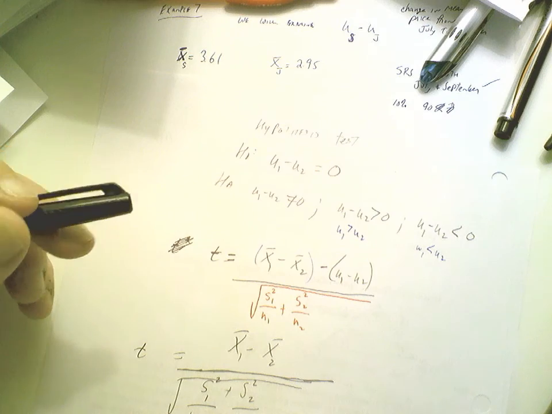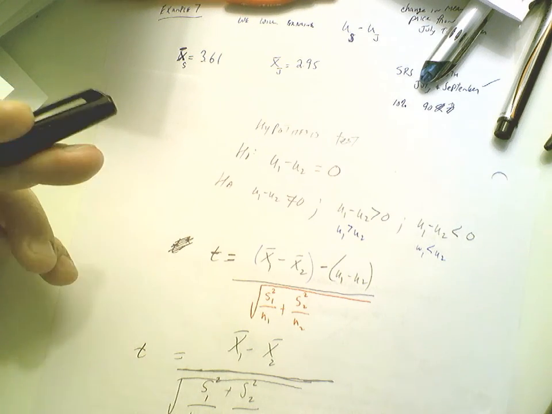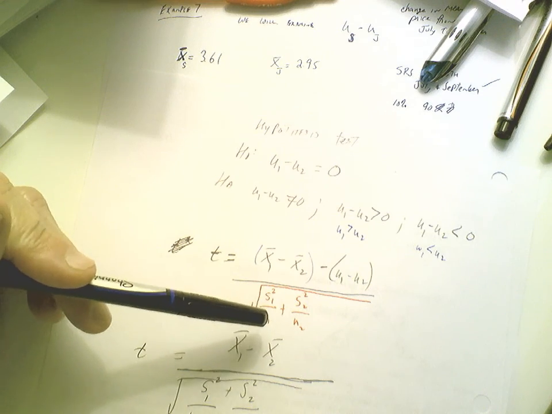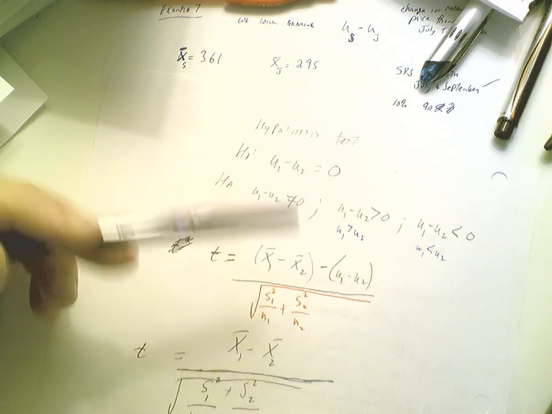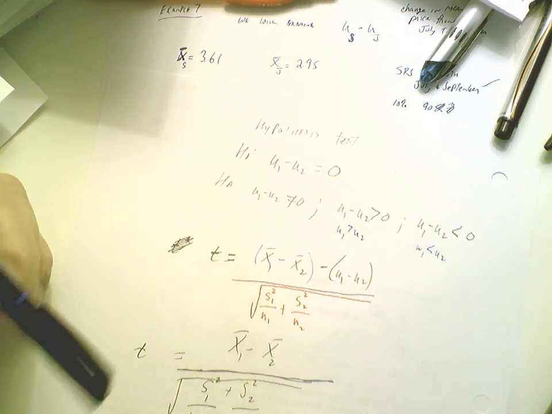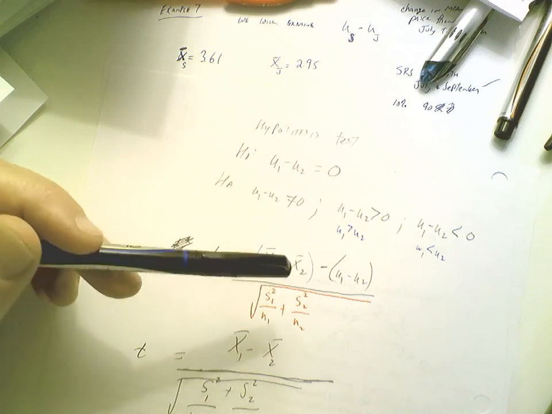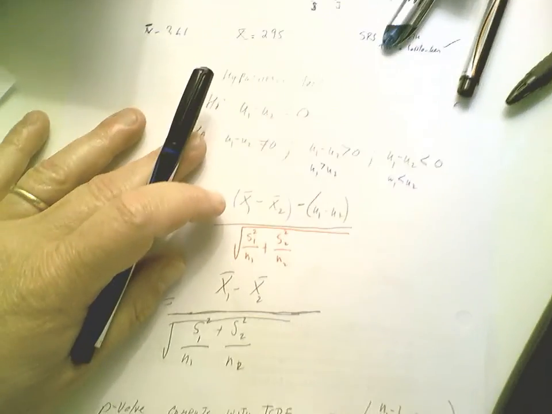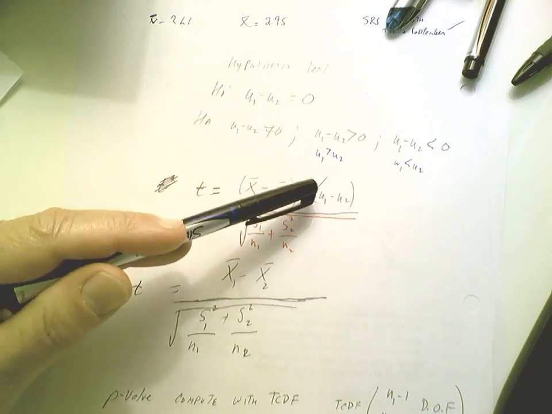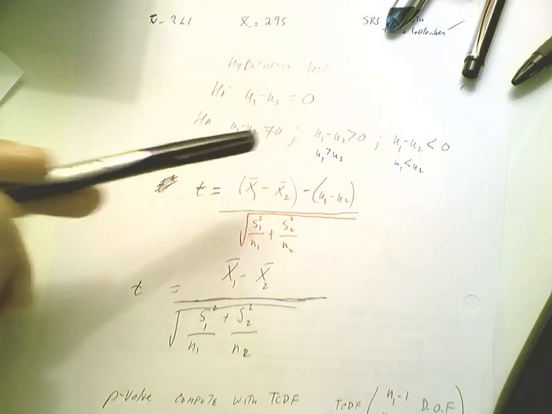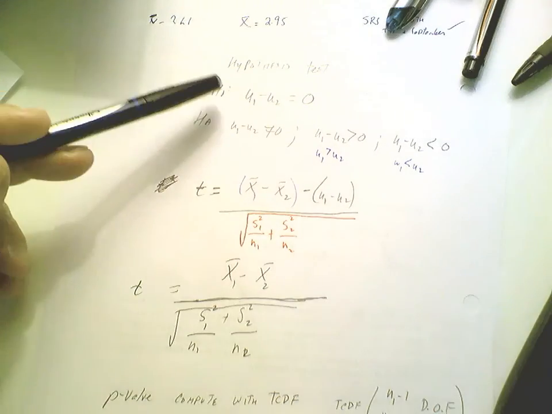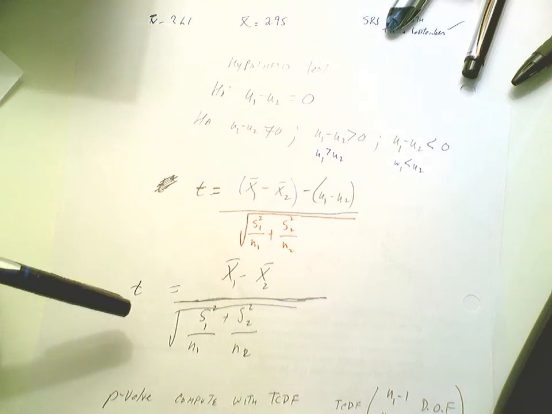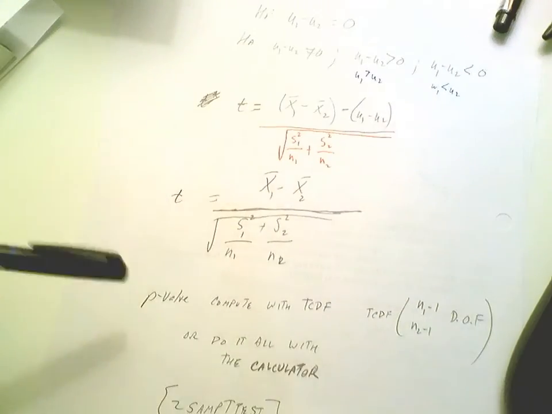Remember, variances add, sample variances add. In this case, since we're working with a mean, we'll divide both those variances by the associated sample size. So that big square root translates into just what you see right below here. Remember, mu1 minus mu2 is nothing more than 0 because in the null hypothesis we say they're equal to each other. We'll get our t-statistic and we'll compute our p-value.